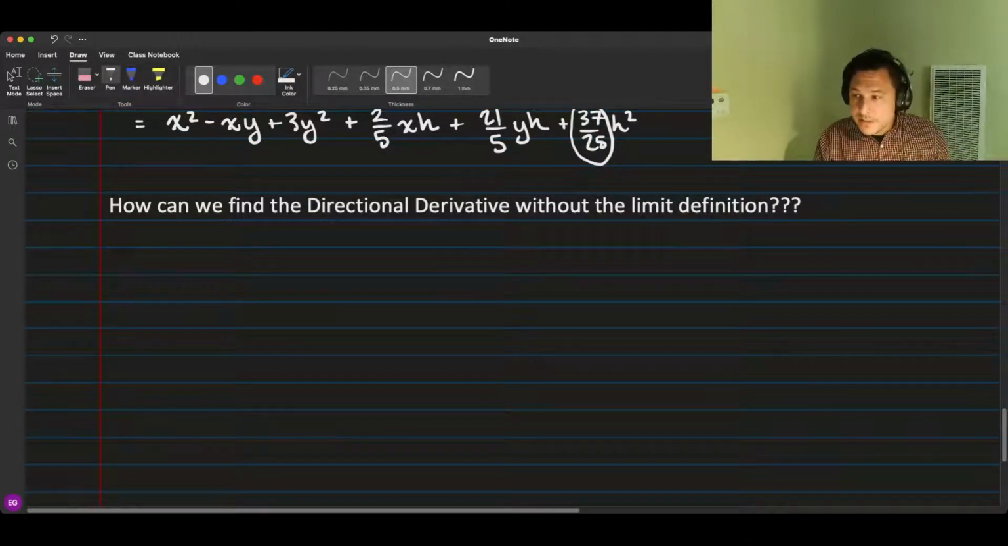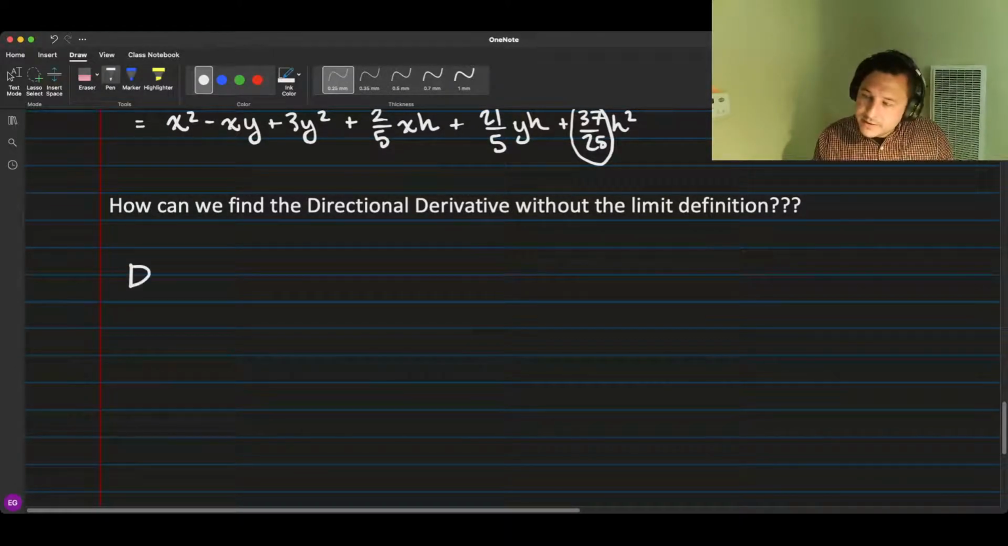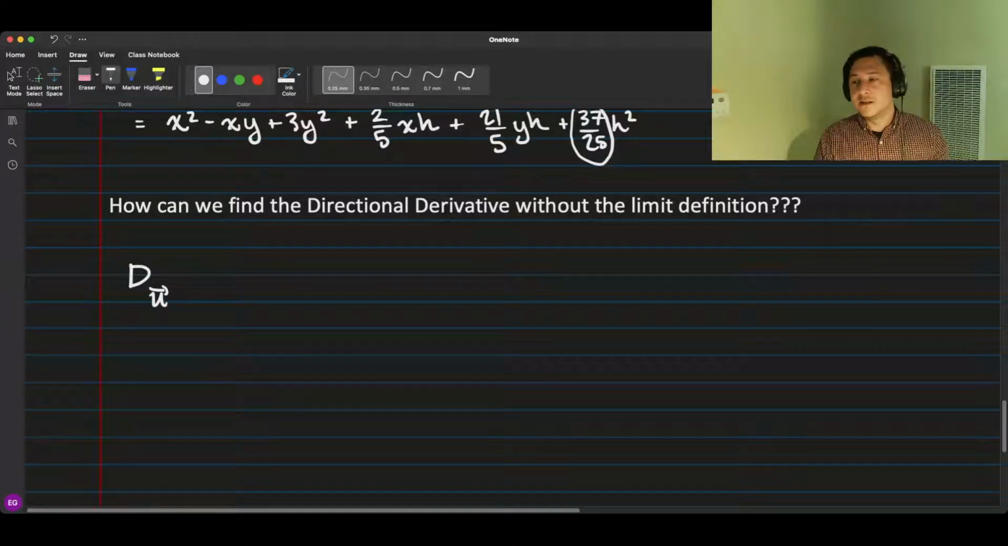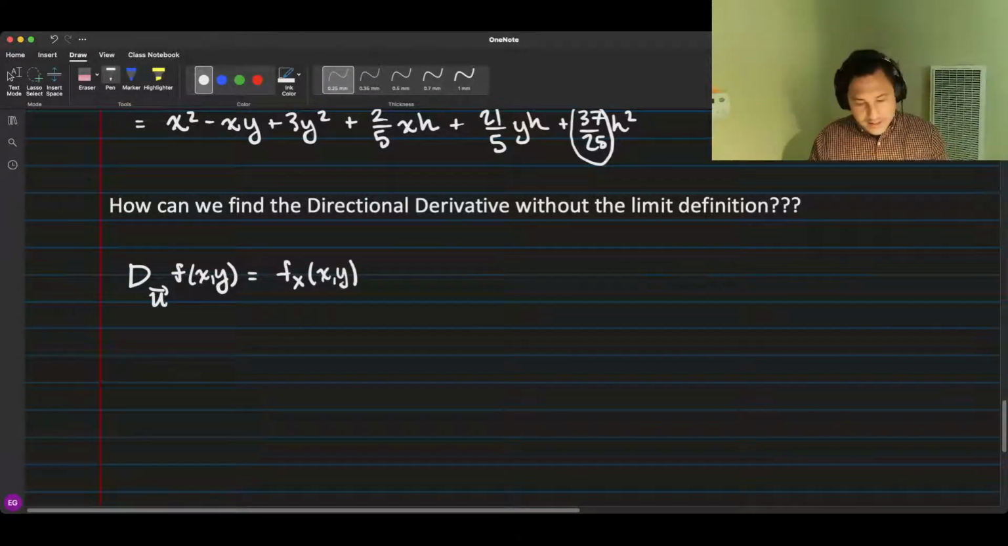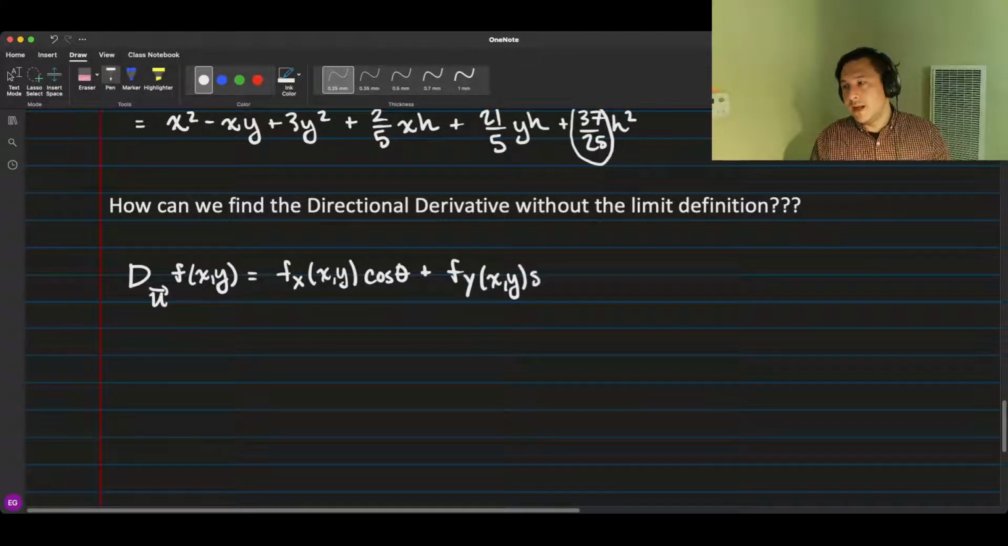If you want the directional derivative in the direction of u of this function f of x comma y, the easy way to find it is to find the partial with respect to x at x comma y, multiply that by cosine theta, plus the partial of f with respect to y at the point x comma y, multiplied by the sine of theta.